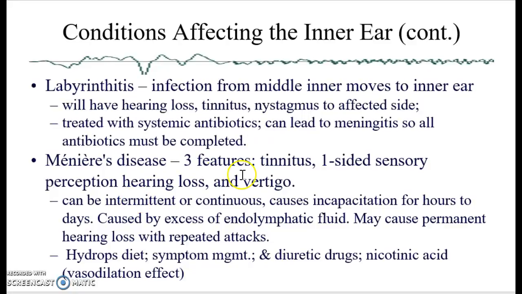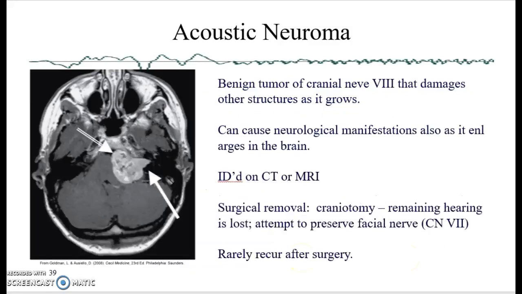Meniere's disease has three main features. Know what those are. They're listed. It can be intermittent or continuous, but it really will incapacitate you for hours to days until it is relieved. It's caused by excess endolymphatic fluid, and it can cause a permanent hearing loss. There's a special diet called a hydrops diet that's in your book. Drugs are given for symptom management. They may be put on diuretics or nicotinic acid for a vasodilation effect.